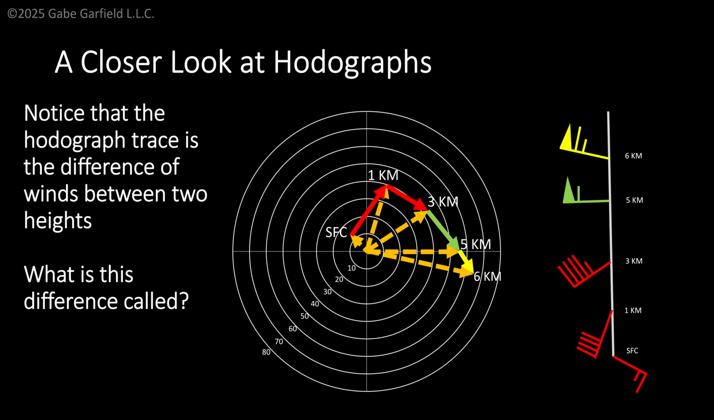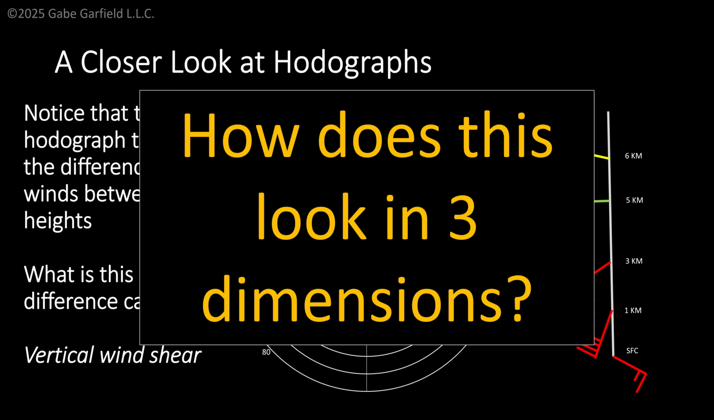And what is this difference called? Vertical wind shear. So basically the hodograph shows us in a 2-dimensional plot the potential for spin in the atmosphere. But how does it look in 3 dimensions? Let's find out.